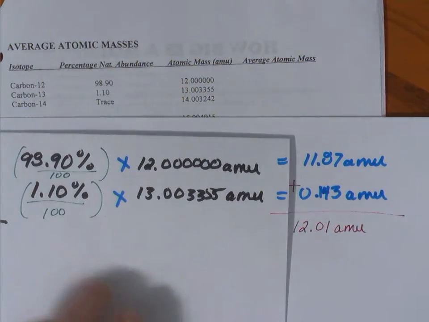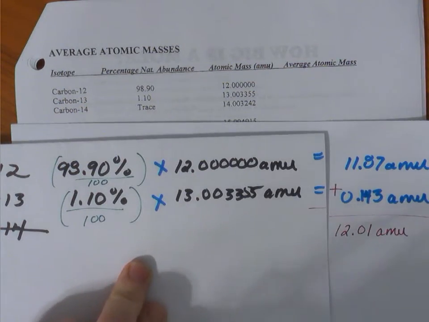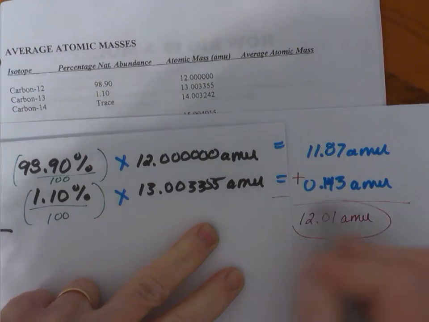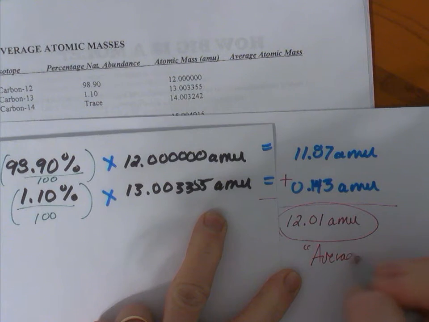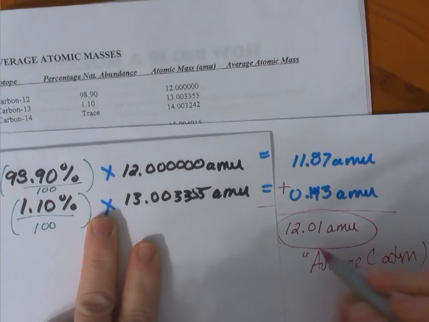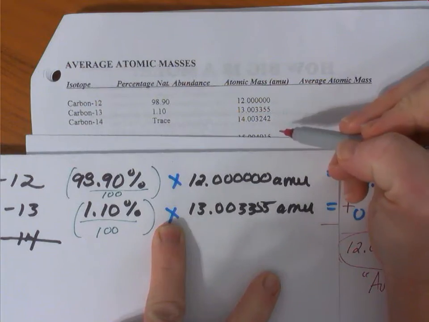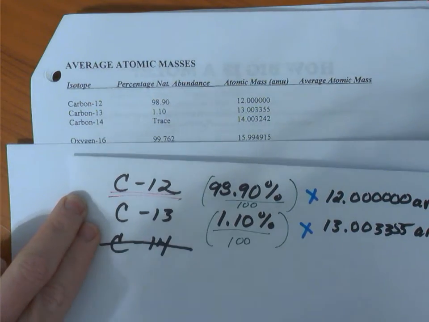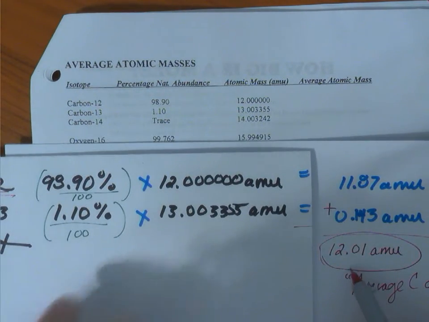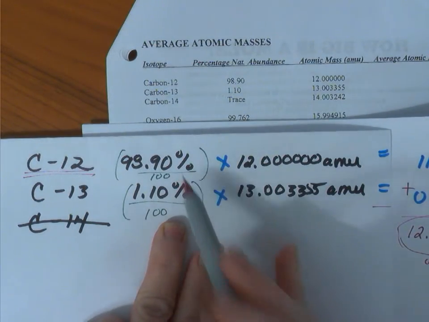It is a weighted average. We simply didn't add these and divide by 2, because this represents the average carbon atom. There is not one single carbon atom that has the mass of 12.01 AMUs. Not one. But if you would have a handful of carbon, the overwhelming majority is this version. So the weighted average will favor the version that we encounter most often.